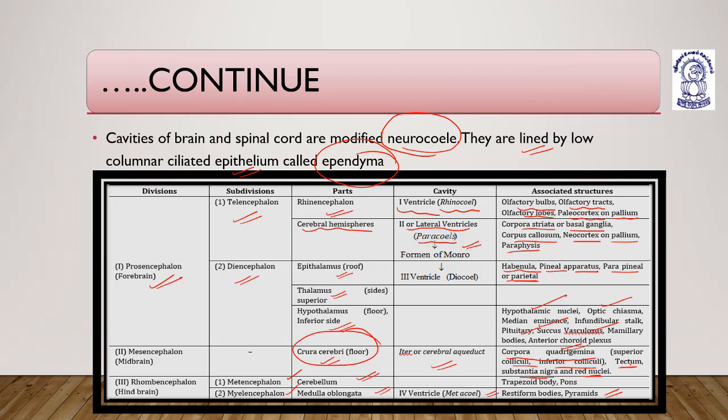So prosencephalon, also known as forebrain, mesencephalon, also known as midbrain, and rhombencephalon, also known as hindbrain. Rhombencephalon is divided into metencephalon and myelencephalon. Mesencephalon is not having any subdivision. It mainly contains the parts which act as a floor, that is crura cerebri. Prosencephalon is further divided into telencephalon and diencephalon.